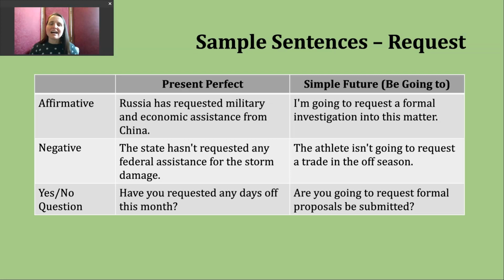But in this case, this particular athlete is saying, no, I have not made this formal ask. Lastly, we can use the simple future to ask yes or no questions. Our structure here is going to be to use a present form of be, whichever form matches our subject. The subject comes next, then going to, and our base verb.